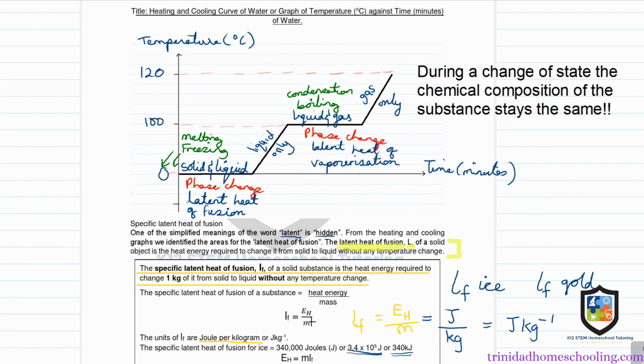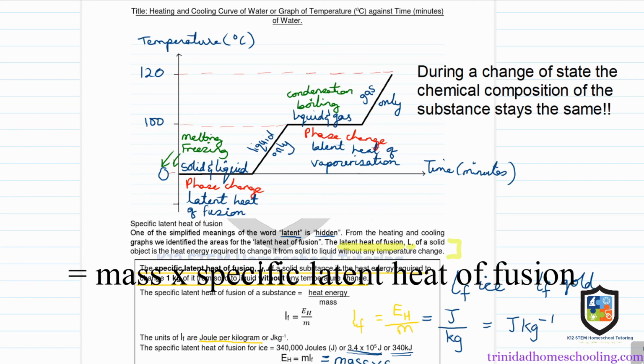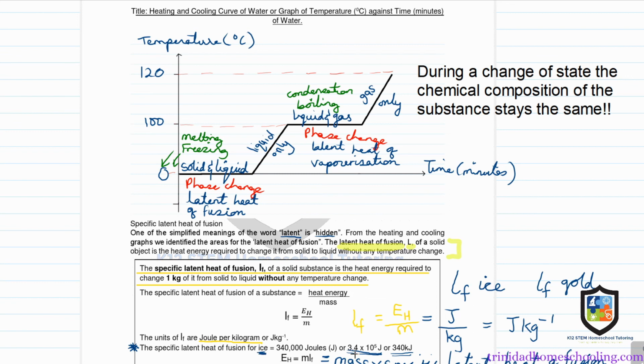Now if we rearrange this formula and we wanted to find the heat energy instead, heat energy is equal to mass multiplied by L subscript F, the specific latent heat of fusion. Now this value here, you are not required to learn off. If you are given a calculation question, they will give you this value. So let's take a look at some examples using these formulas.